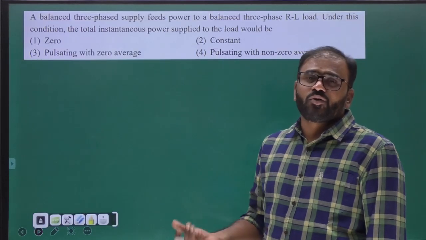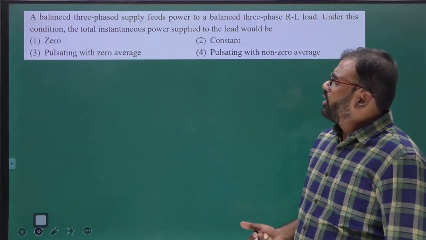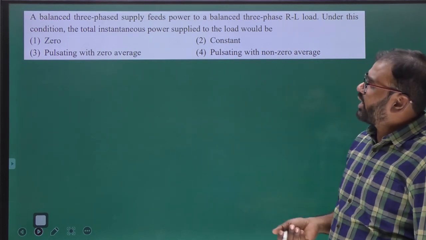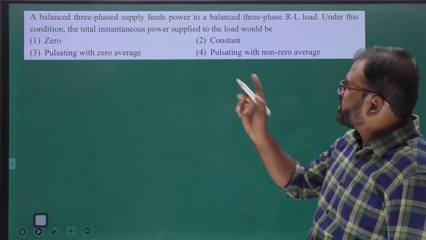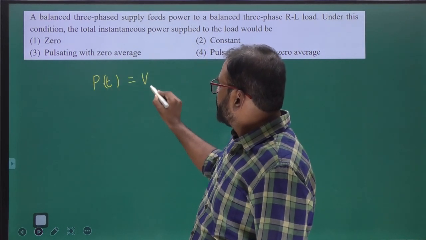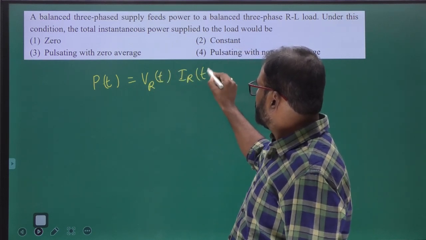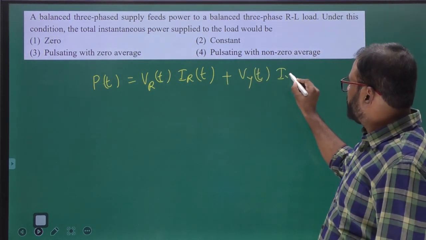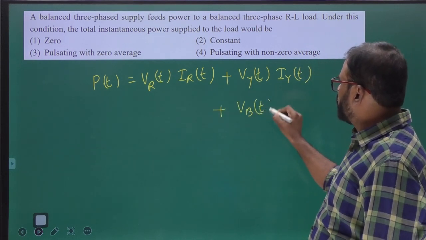It is actually a basic question. You can say this is a question from three-phase circuits. A balanced three-phase supply feeds power to a balanced three-phase RL load. Under this condition, the total instantaneous power supplied to the load would be, see, the instantaneous power we can write as P of t. What is P of t? Vr of t into Ir of t, plus Vy of t into Iy of t, plus Vb of t into Ib of t.